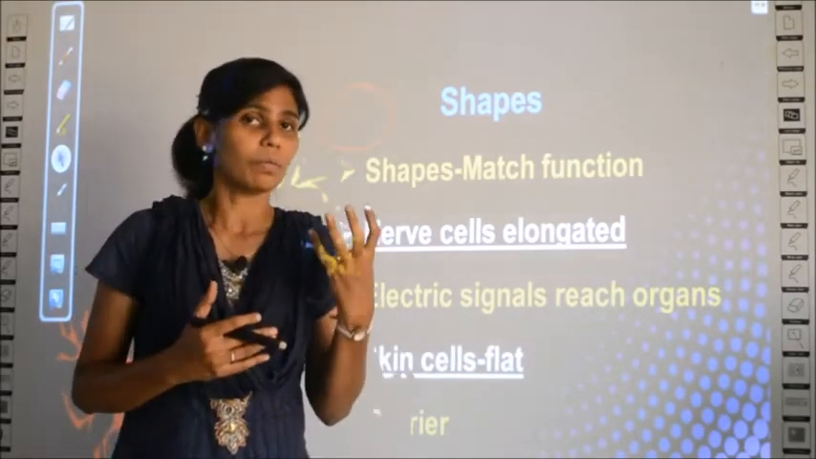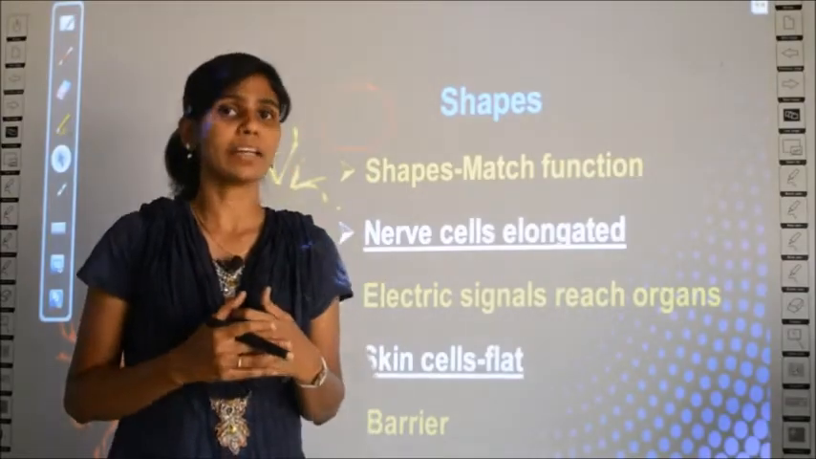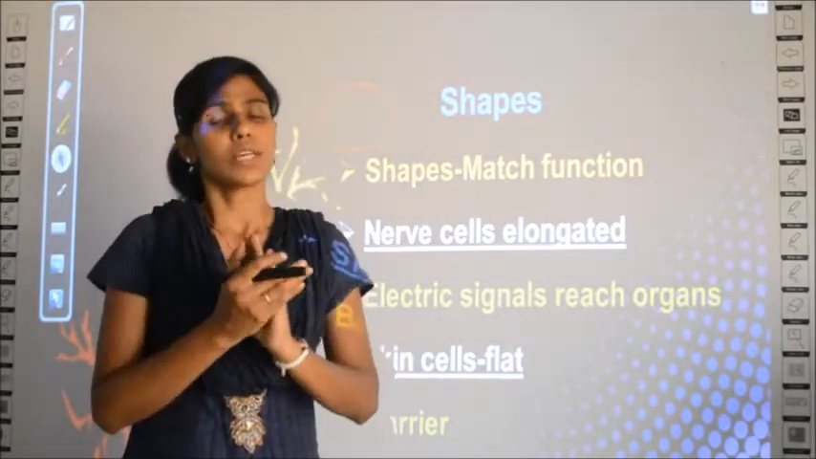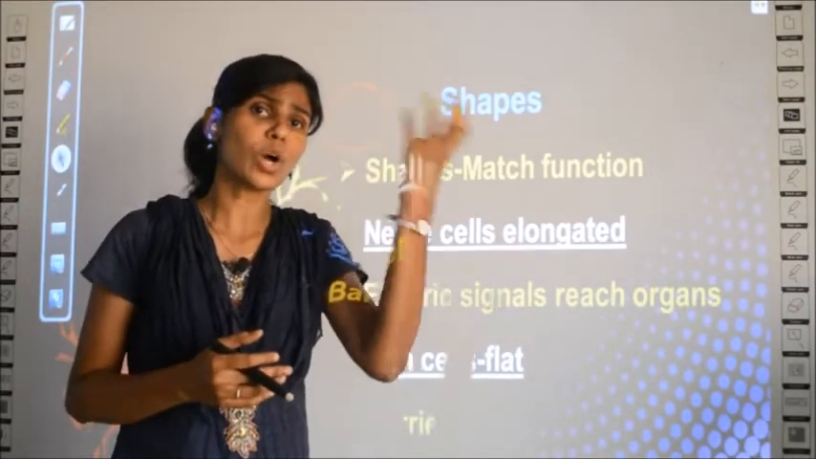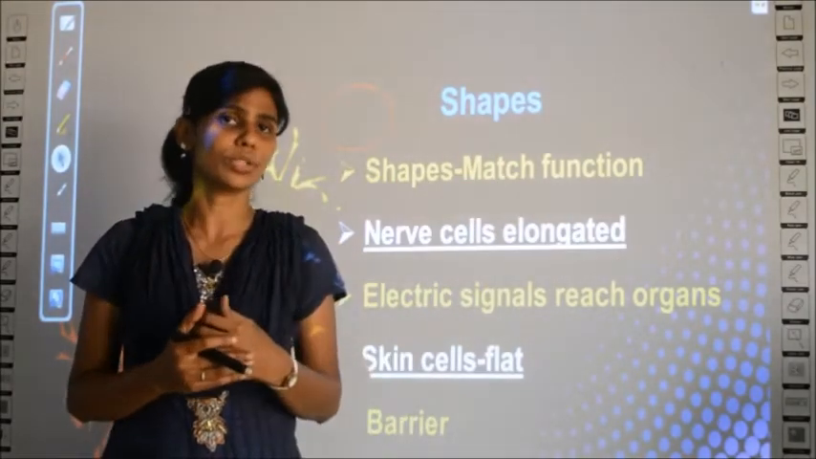Clear? So what is a barrier? Barrier means something which will prevent. So the presence of flat cells in the skin will stop the germs from entering into the body.